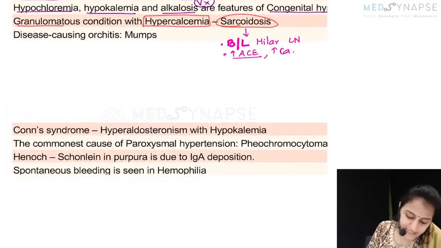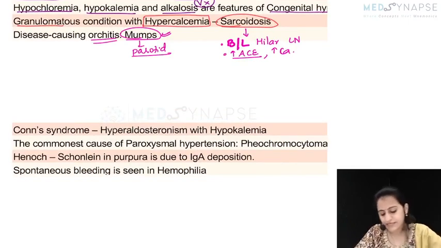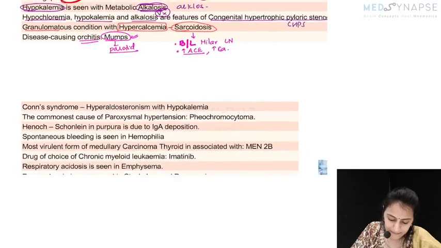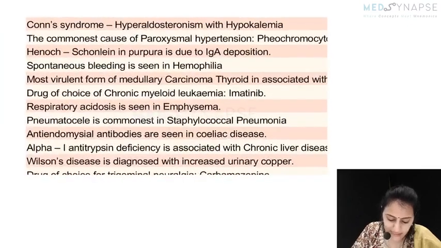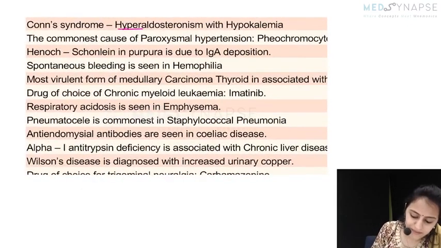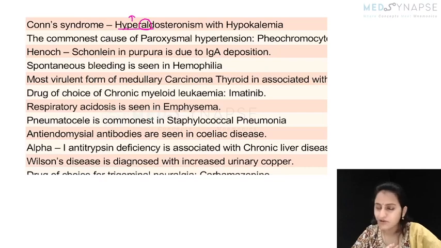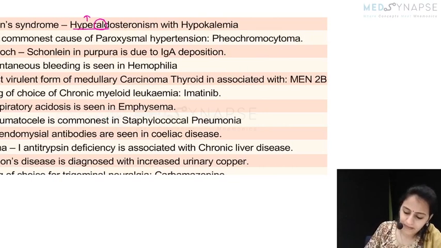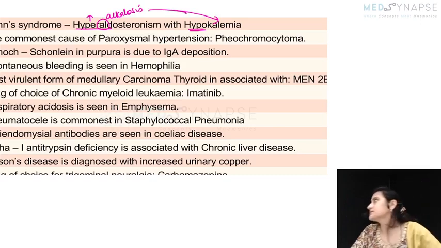Disease causing orchitis, mumps, right? It affects the parotid, parotitis, orchitis. Conn syndrome is hyperaldosteronism. If the aldosterone is increased, there will be hypokalemia or hyperkalemia? Hypo, right? Remember, aldosterone is alkalosis, all K loss, hypokalemia.